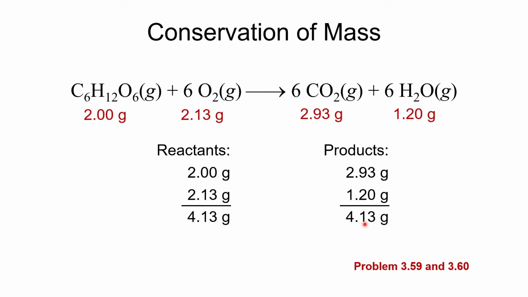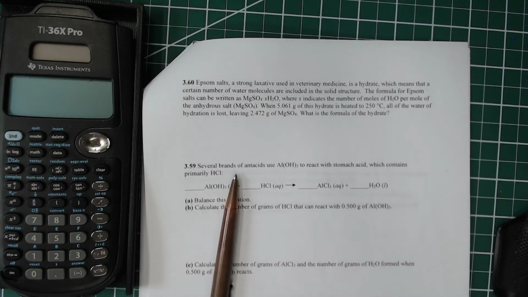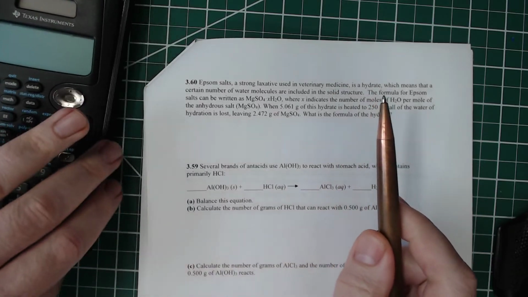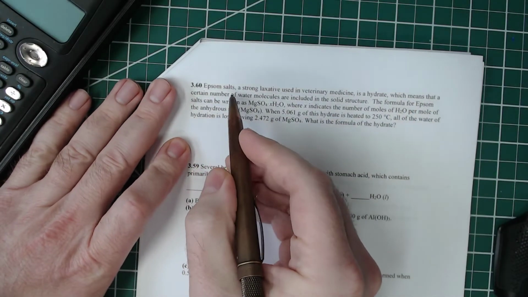Okay, so now we're going to look at 59 and 60 on the in-class assignment. Number 60, which we're going to do first, is a little bit different than what we just did. But I had to fit it in here somewhere, and this seemed like a good place to fit it in. All right, so let's look at this real quick.